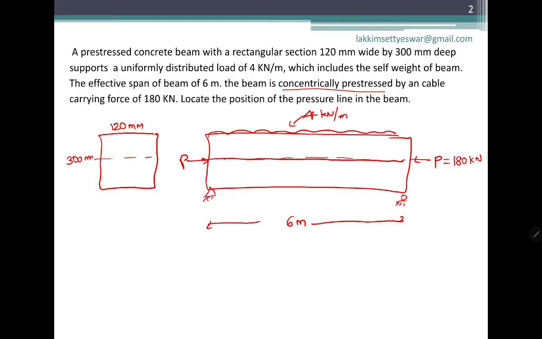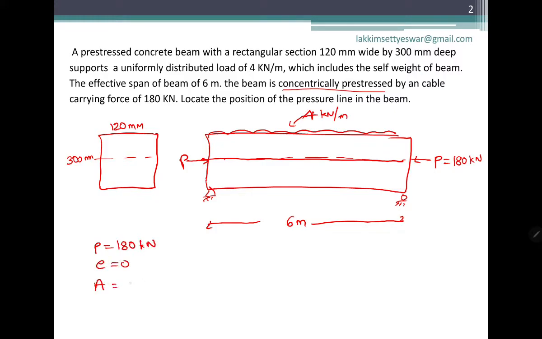Now, we need to locate the position of the pressure line in the beam. So, we need to calculate the pressure line. First, let us write the given data. P is equal to 180 kN and eccentricity is 0.